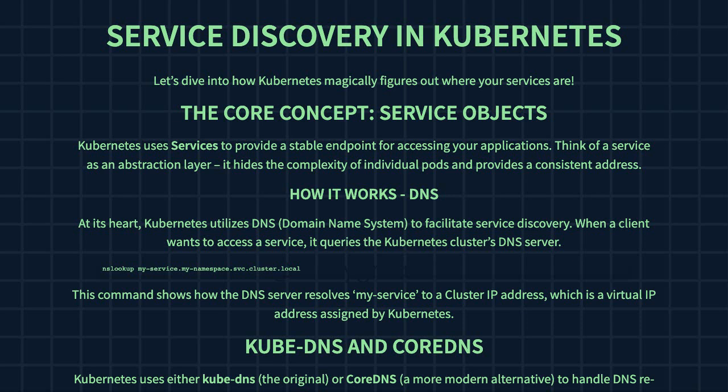It all starts with DNS. Kubernetes has its own internal DNS server, the kube DNS or core DNS, that keeps track of all services in the cluster. When a client tries to find a service, it asks this DNS server for the address. And here's the really clever part. Kubernetes constantly monitors the pods associated with each service. If a pod goes down, the service automatically updates its list of healthy endpoints and redirects traffic accordingly. This ensures that your applications are always available and efficiently utilizing resources.